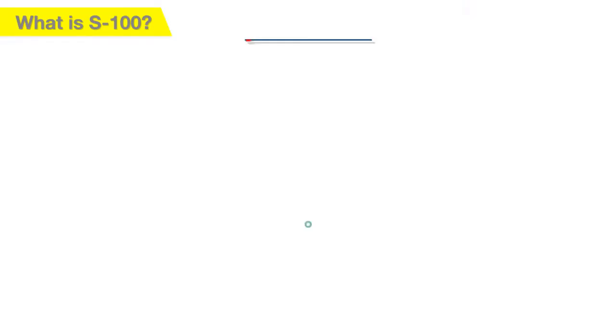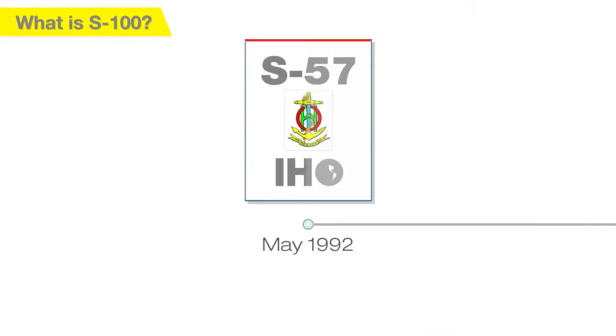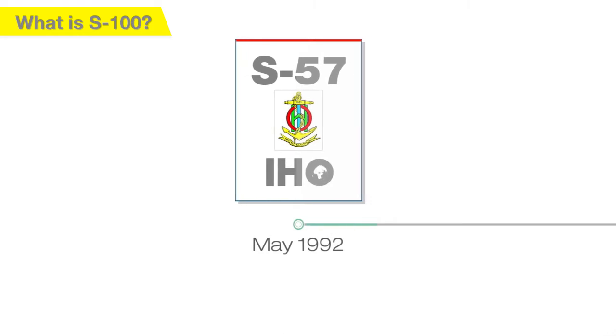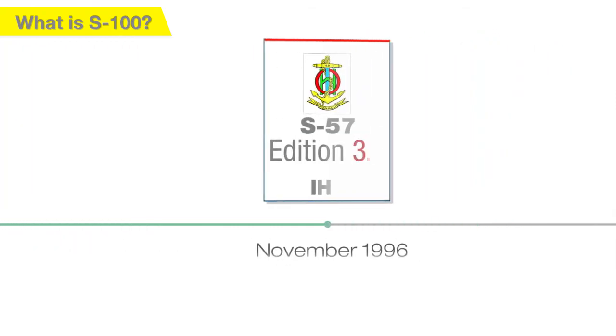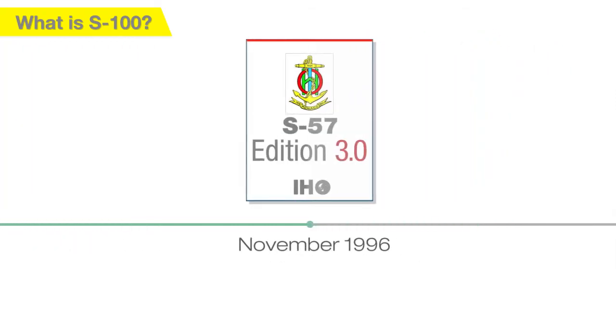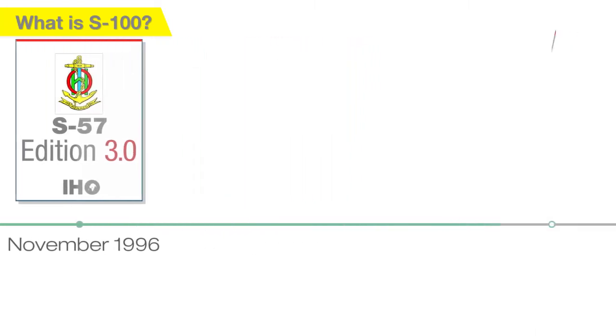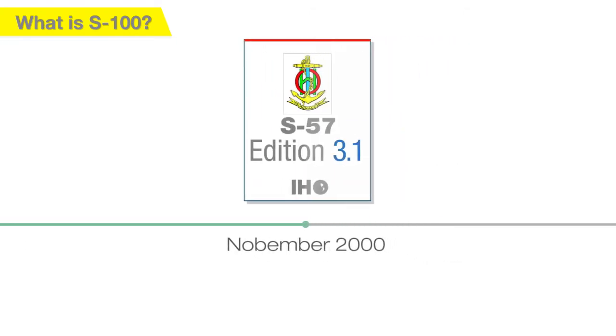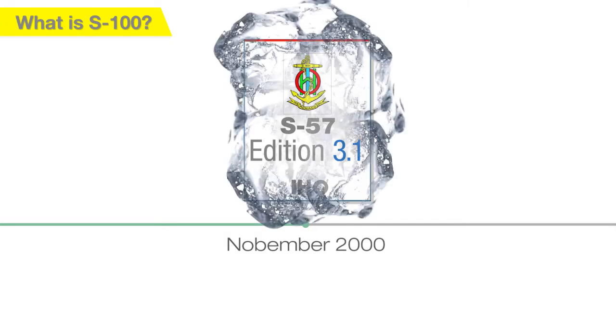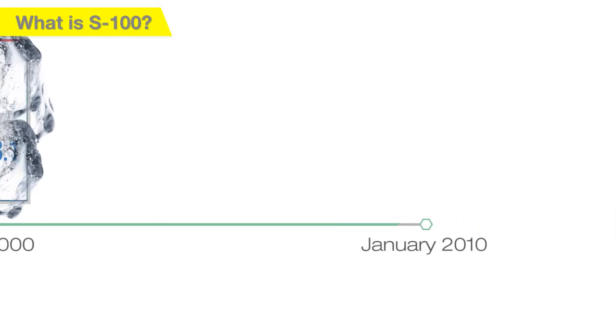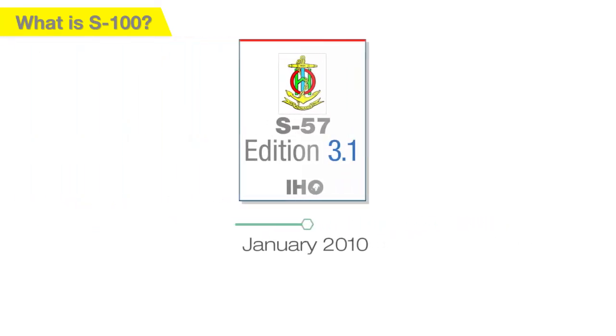Since S57, the previous standard of S100, was formally adopted in May 1992, S57 Edition 3.0 and S57 Edition 3.1 were released in 1996 and in 2000 respectively. After that, in order to avoid confusion on ECDIS, equipment operated on the sea, more editions became prohibited. Instead, IHO introduced the concept of supplements.